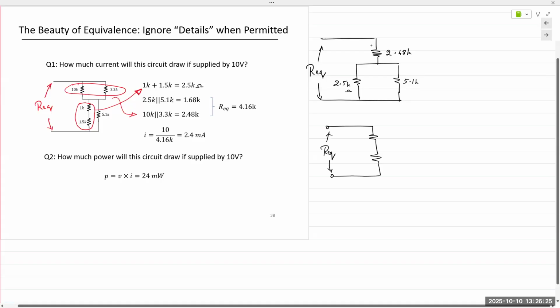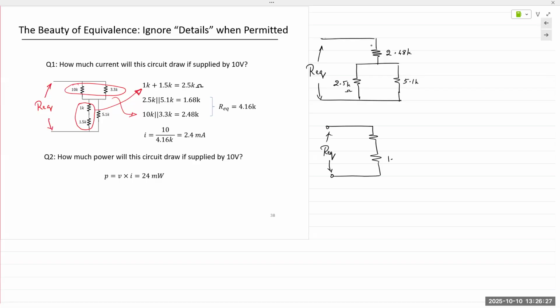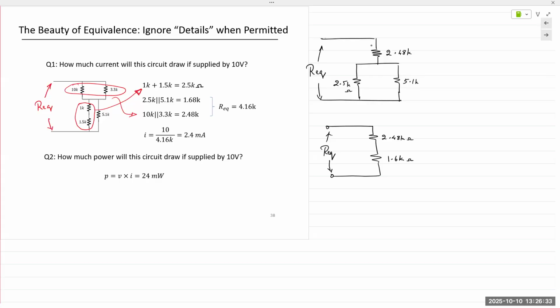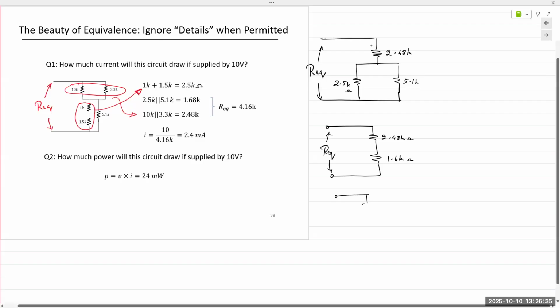REQ, still between these 2 points. This becomes 1.68K, and this is 2.48. And now the final REQ is one single equivalent resistance, which is 4.16K.